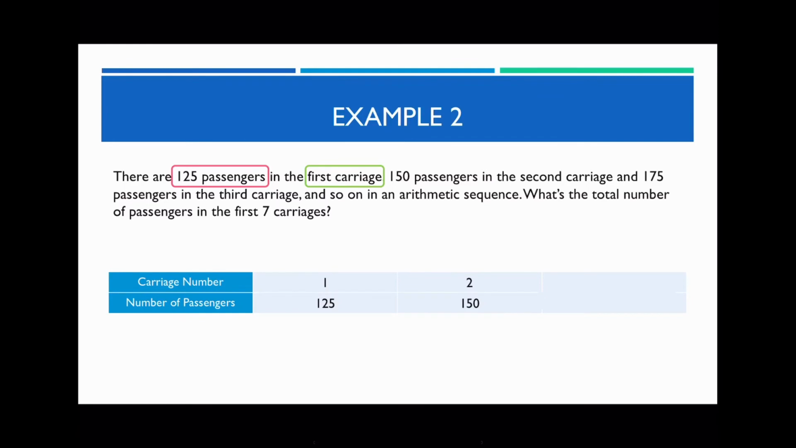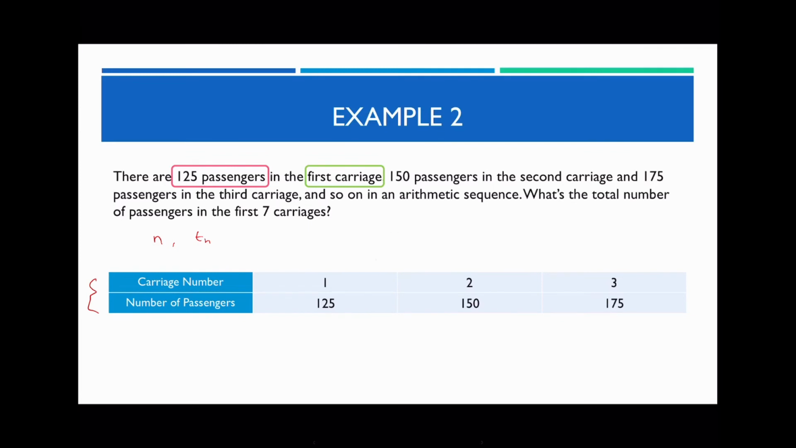And in the third carriage, this can fit 175 passengers. Once we've identified and put all the information into our table, we need to identify which one of these variables corresponds to n and which one corresponds to Tn, okay?